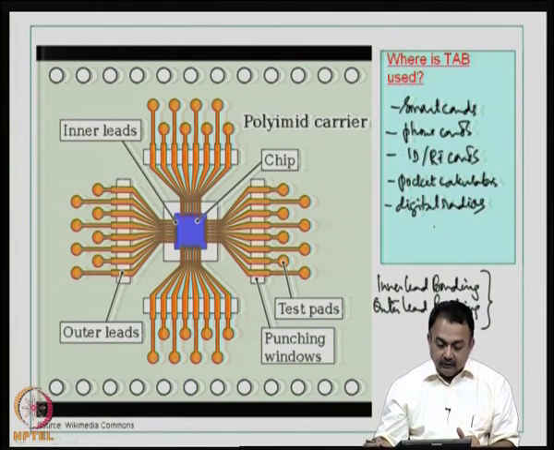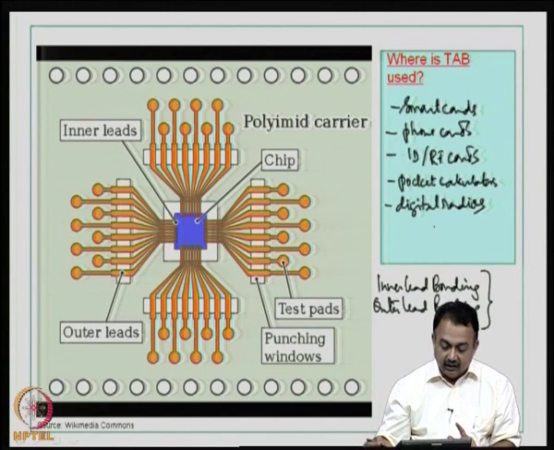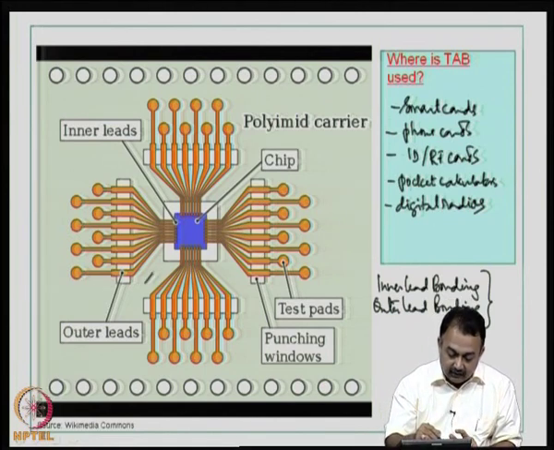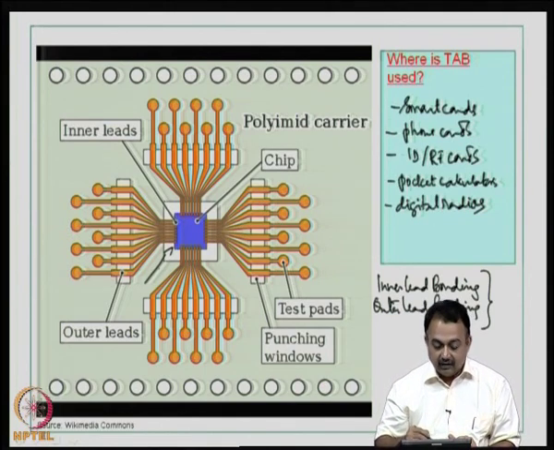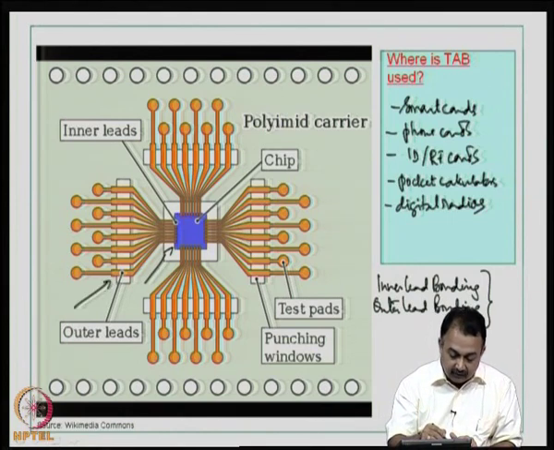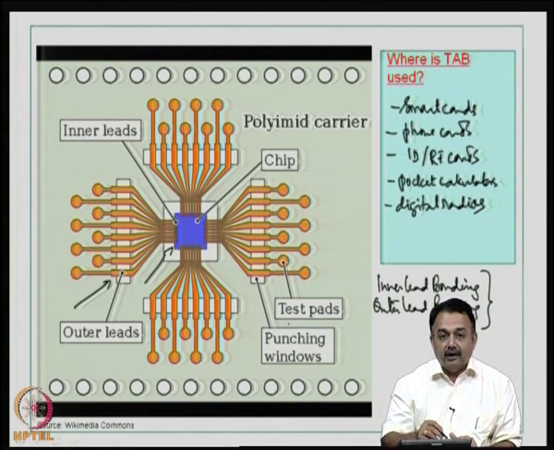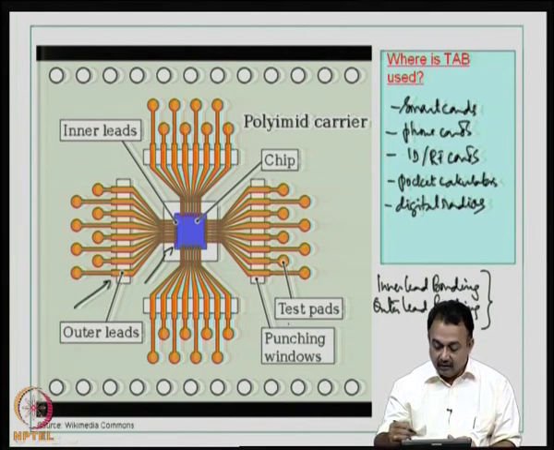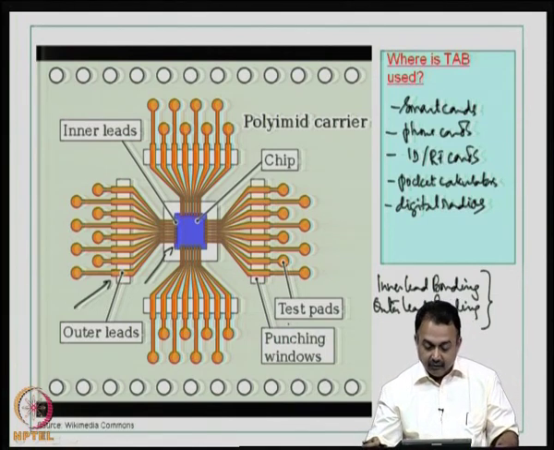So, TAB will involve first an inner lead bonding process and after that is checked, then the outer lead bonding process is established and the extra material of the polyimide is then removed by cutting or removing it from the equipment.